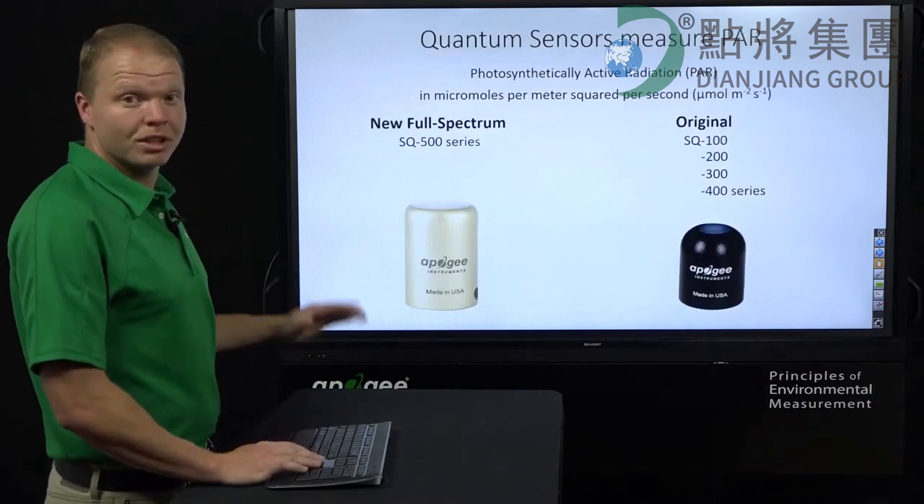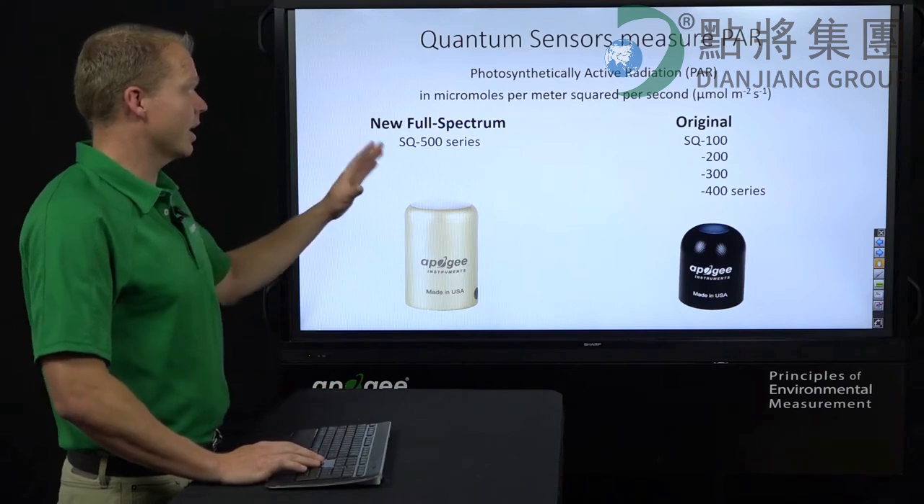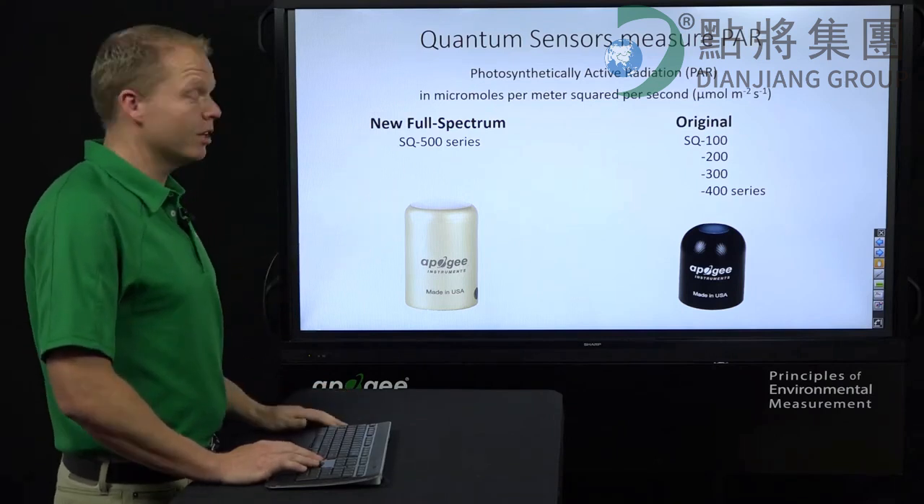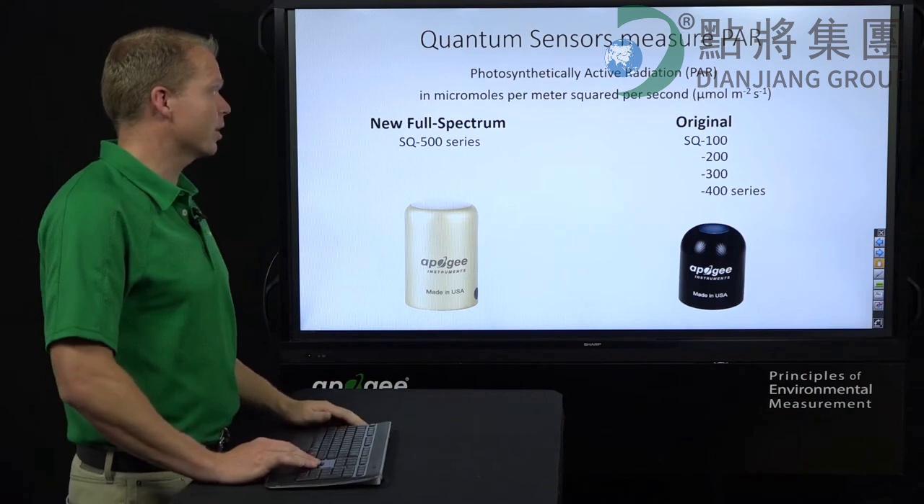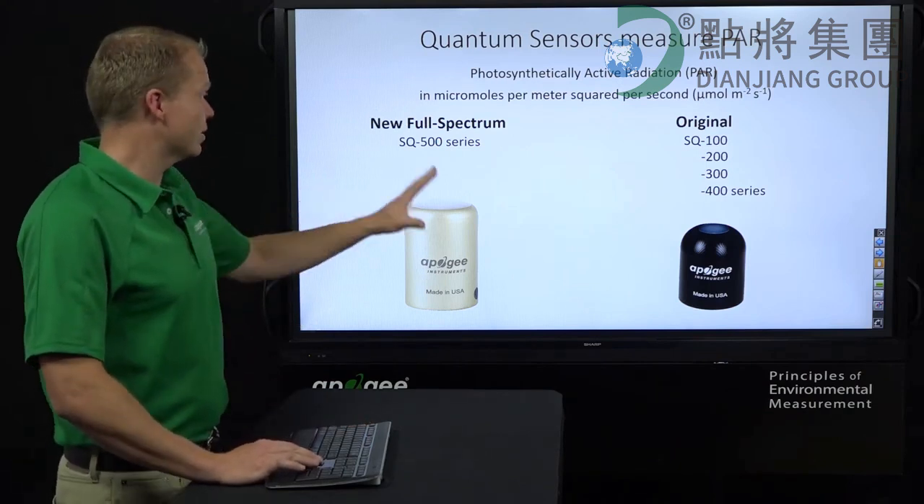So first off, quantum sensors measure PAR. PAR is defined as photosynthetically active radiation. And we measure PAR in units of micromoles per meter squared per second. So these are the 5 different series we offer.